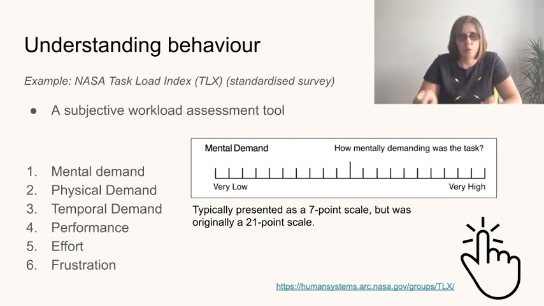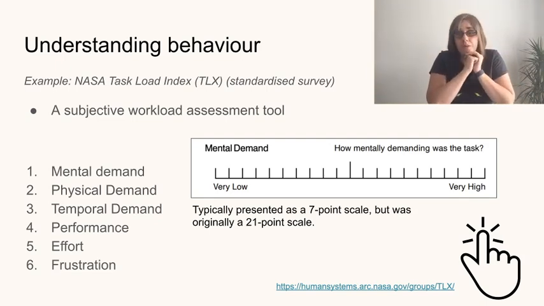Originally, this was a 21-point scale, but studies have shown that it's equally as effective as a 7-point scale. So that screenshot there is from the paper version. Originally it was a pen and paper task. Now you can create this survey just using Google Forms and a 7-point Likert scale, which makes it easier for people to complete and easier for the analysis, obviously, because it's then all in a spreadsheet.